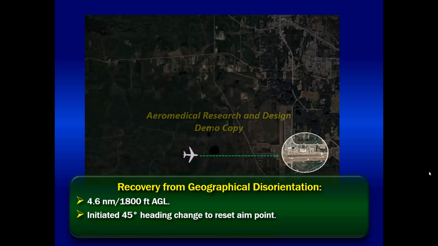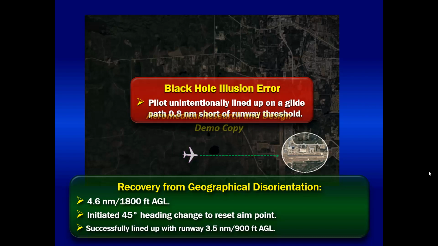After the heading correction, which was accomplished with a steady increase in downward pitch, the first officer was able to successfully line up with the runway at a distance of 3.5 nautical miles and a height of 900 feet above ground level. Although the aircraft was still at this point technically within the FAA's runway glide slope limits, the pilot unintentionally lined up on a glide path that was 0.8 nautical miles short of the runway threshold.